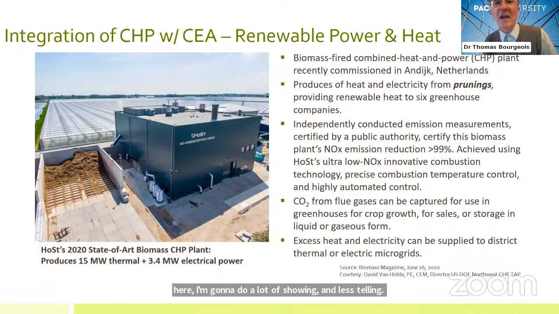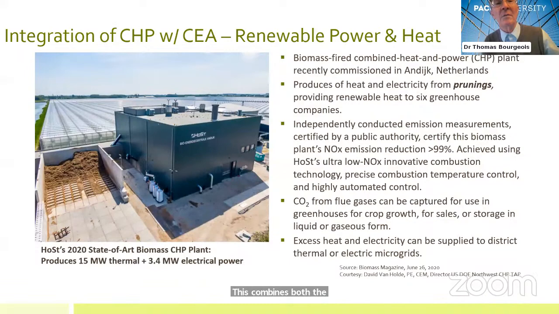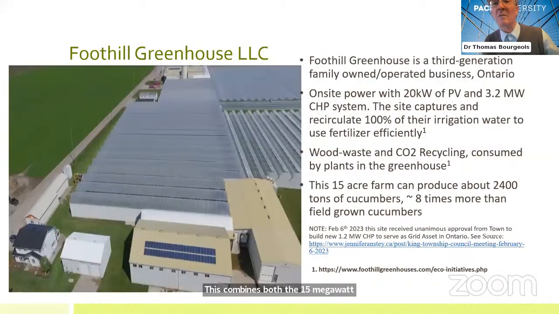So here we have the integration of CHP with controlled environment agriculture. This is in the Netherlands. It produces heat and electricity, renewable heat from wood waste, from prunings, from yard wastes. Very high efficiency. The CO2 from the flue gas is captured and used in the greenhouse for crop growth. Excess heat and electricity can be supplied both as thermal and electric energy via a microgrid. This combines both the 15 megawatt thermal output with 3.4 megawatts of electric power.